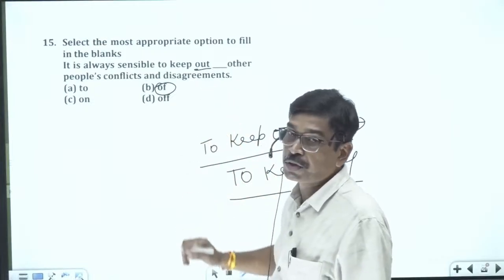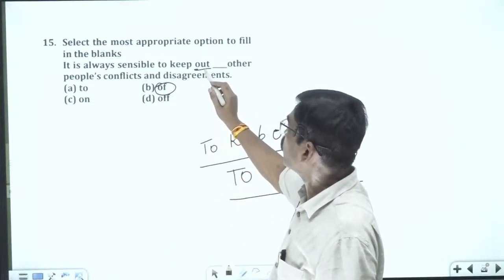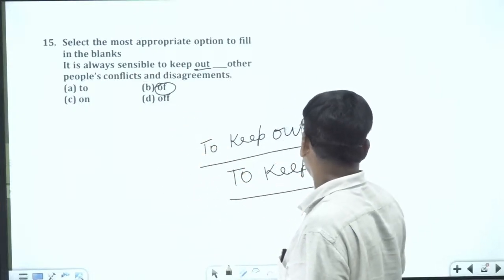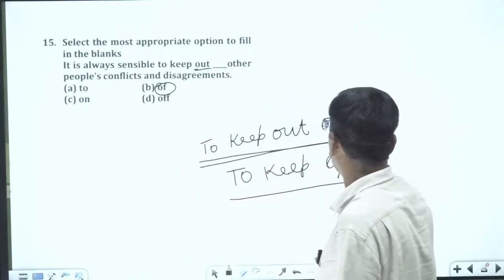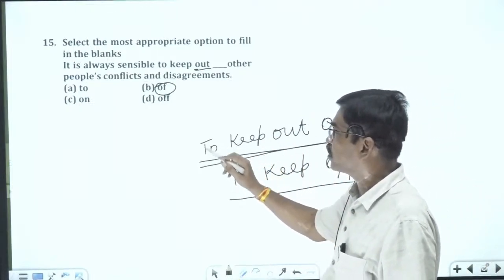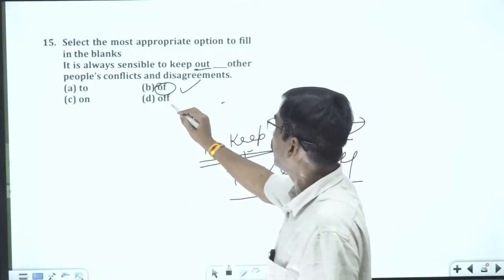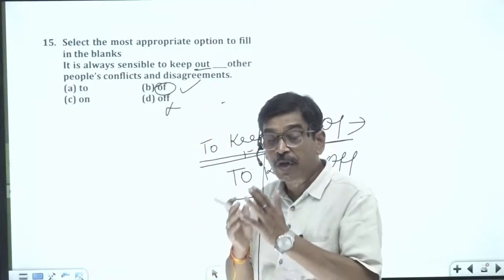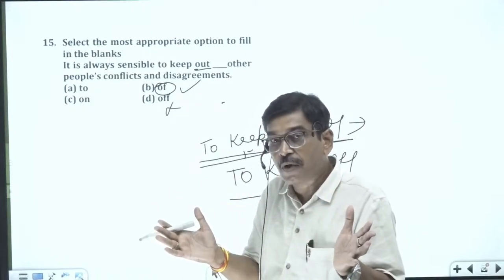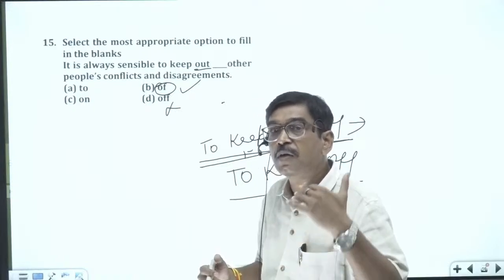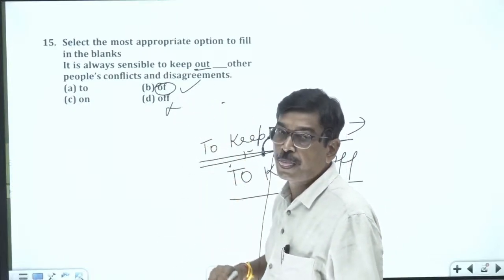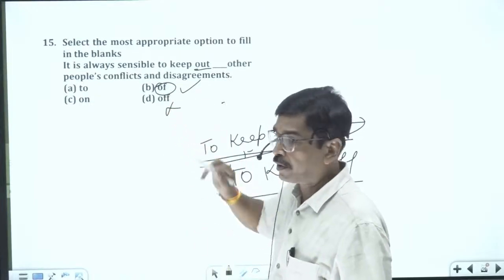But due to "out", because of the presence of out, we can't take o double f off, we simply take of, because "to keep out of" is a complete phrase. So your answer is simply of, not o double f off. Why? Because of the out. If there is no presence of out, then we can go for o double f off. But here the answer is of.